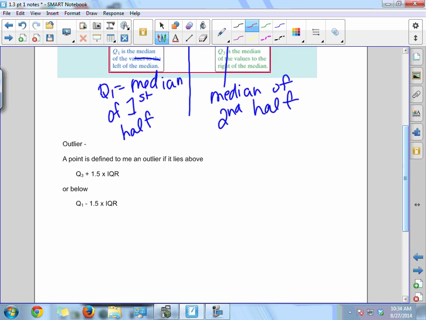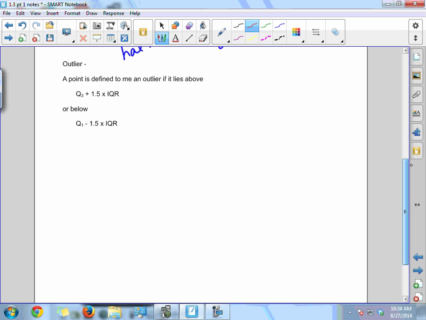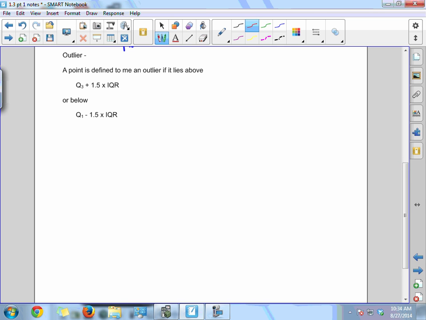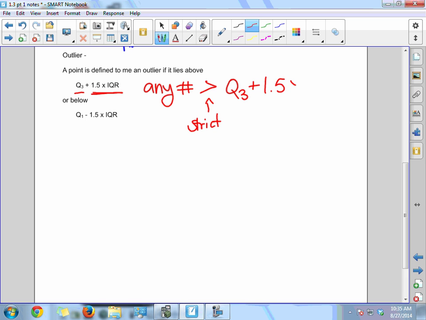Okay, now you guys know what IQR is. I can explain to you how to calculate outliers. So here's the formula. If you take your Q3 and you add 1.5 times your IQR, then any number above this value, so any number greater than, and this is strict, right? If you have a number that's equal to that, then it's not going to be an outlier.